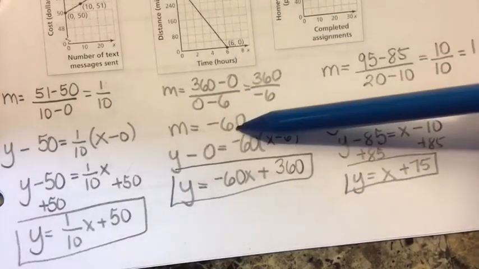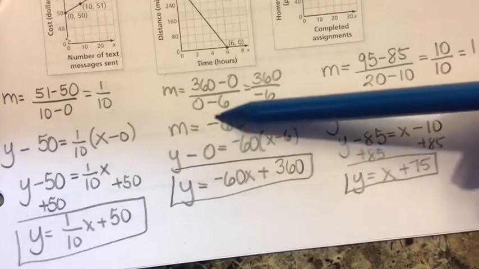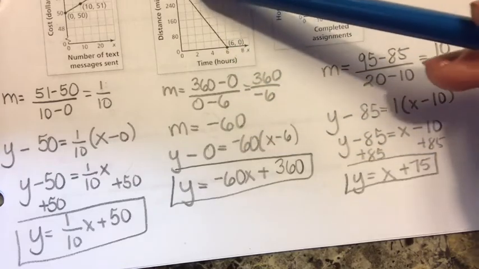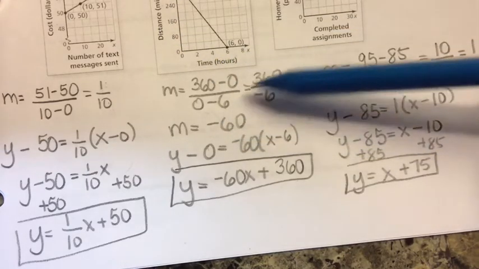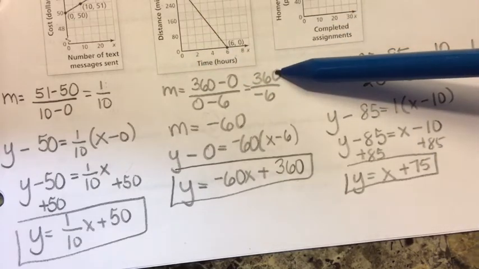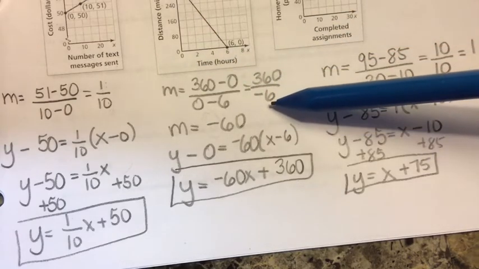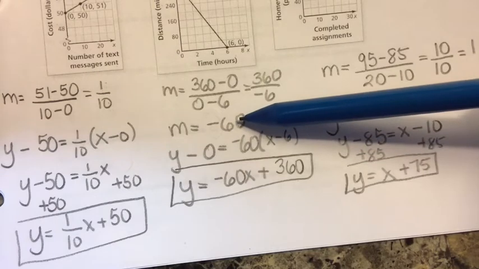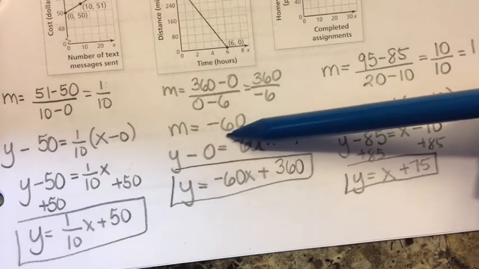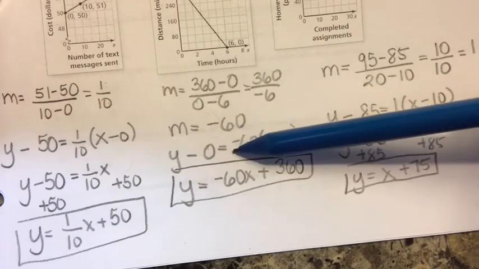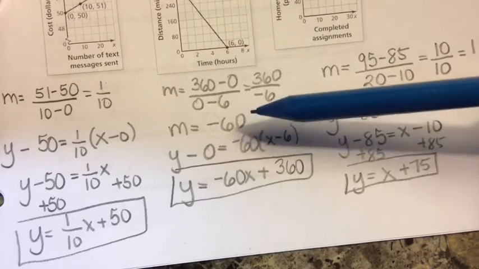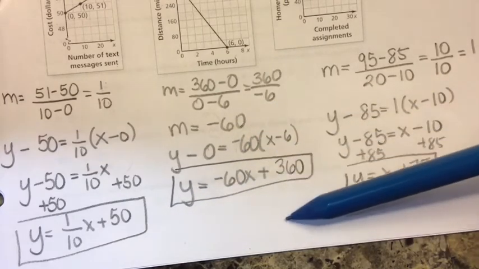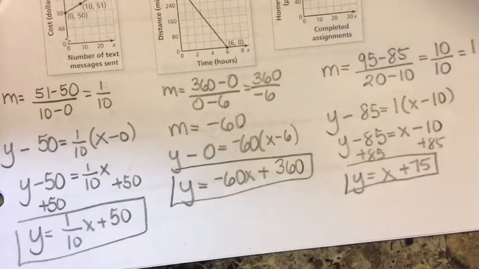For this one, rise over run, first of all, we're decreasing. The distance is decreasing over time. And rise is distance and run is time. So 60 miles in 1 hour, because that's 60 over 1. My distance is decreasing 60 miles every hour. And I'll write those things in on this paper in a moment.